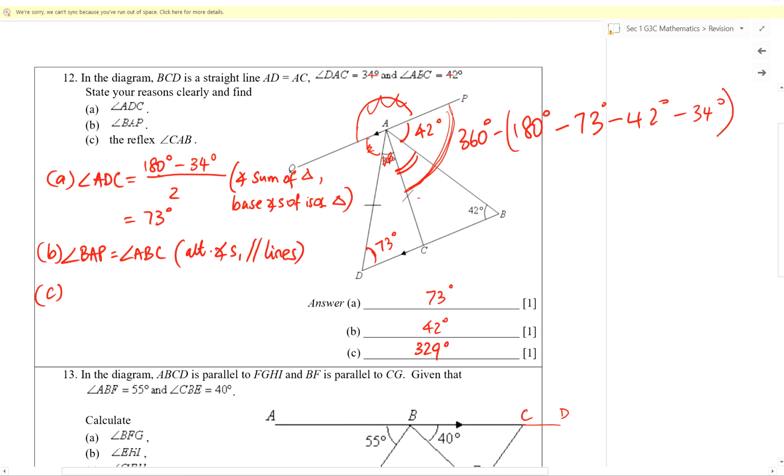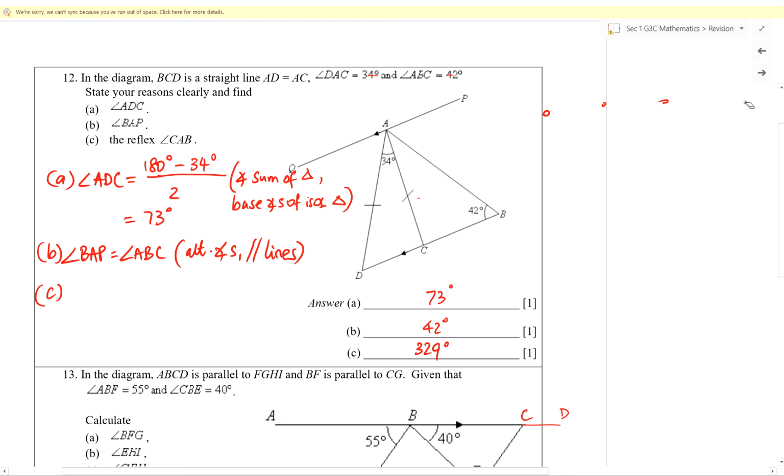Alright? Now is this correct? Yeah. So this particular 73 came from here. It is 73 because alternate angles, parallel lines again. This 34 degrees is given to us. This 42 was found previously. So that's how we can do it. Okay? And we will get 329 degrees.